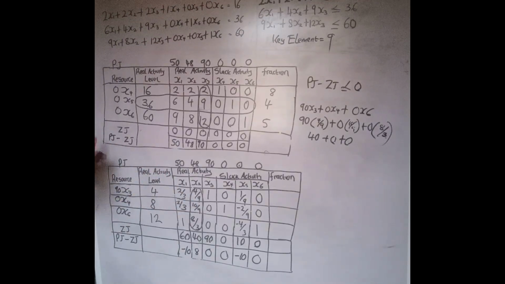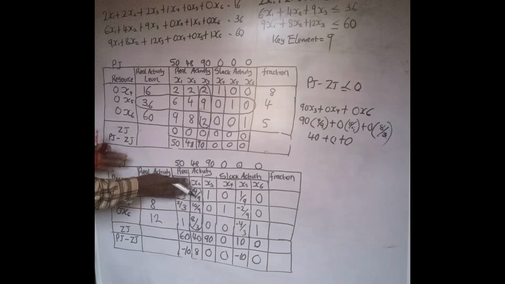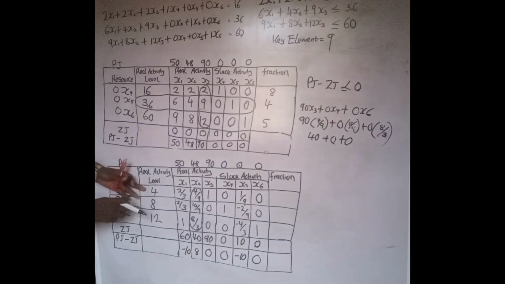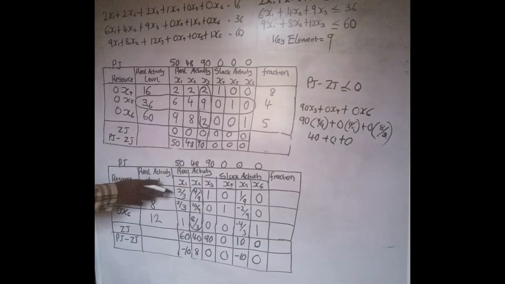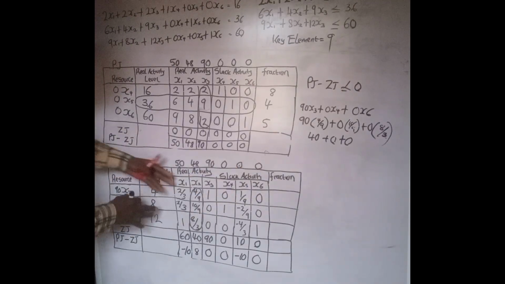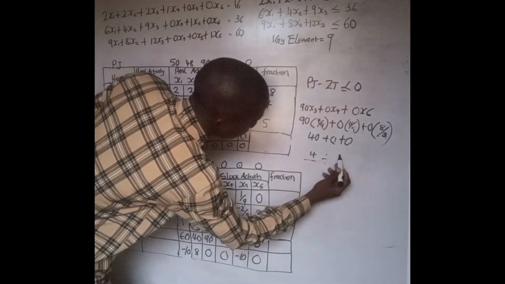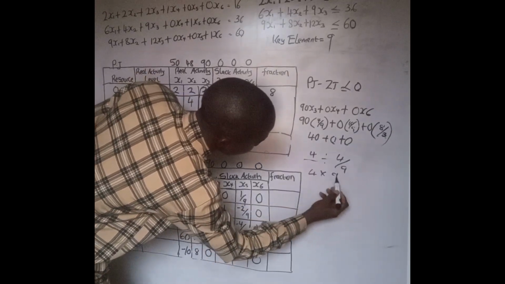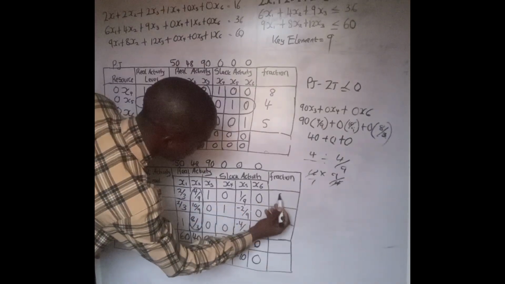If you want to find your key row, we are still using the same approach. We are going to be dividing the real activity level by the corresponding key column element. The real activity level here is 4, and the corresponding key column element is 4 over 9. Now, if I want to get the fraction, I'm going to be dividing 4 divided by 4 over 9. Let me put it here. 4 divided by 4 over 9, that is 4 multiplied by 9 over 4. 4 here, 1, 4 here, 1. So I'm going to be having 9. So for this fraction here, I have 9.